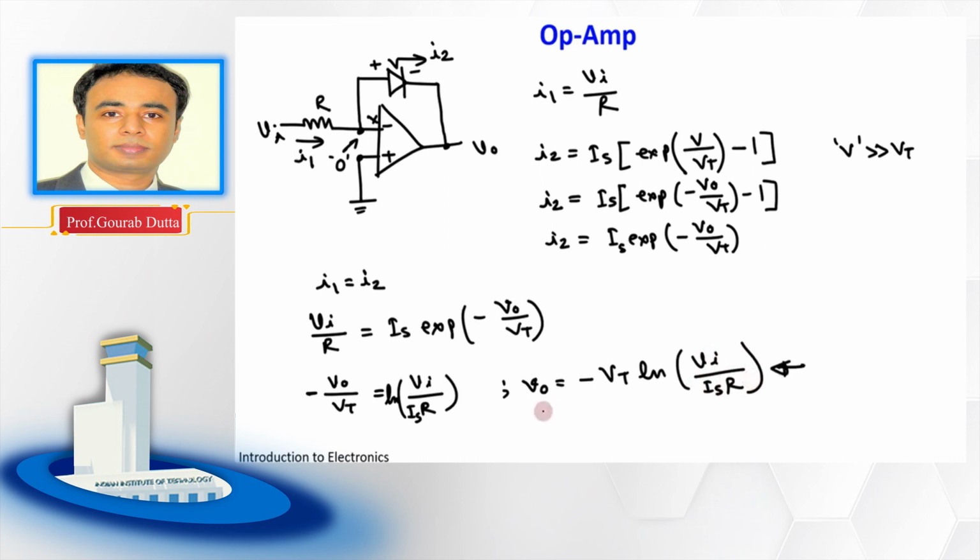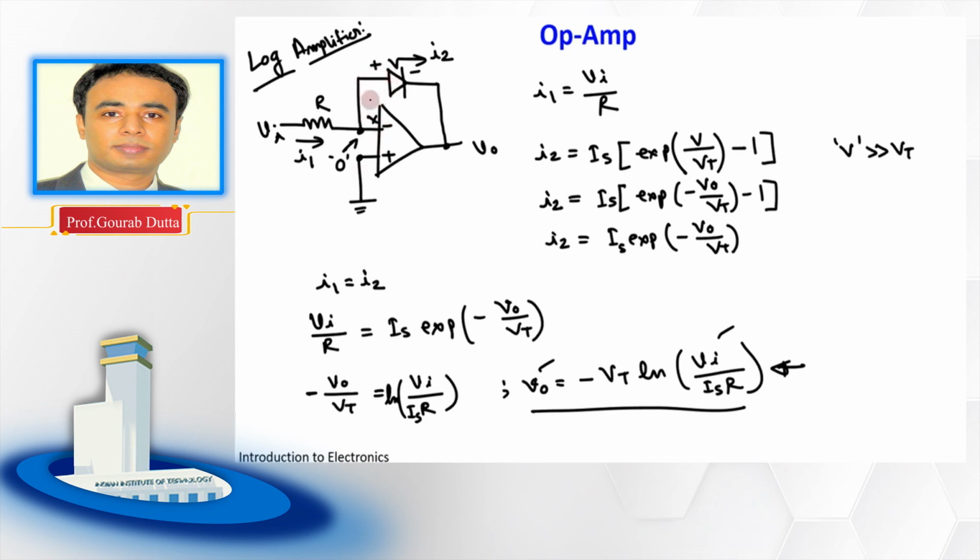Isn't it? So from this relation of the output voltage and the input voltage, you can clearly see the output voltage is proportional to the log of the input voltage. So this particular circuit is called a log amplifier. Is this log amplifier clear to you? Okay, fine.